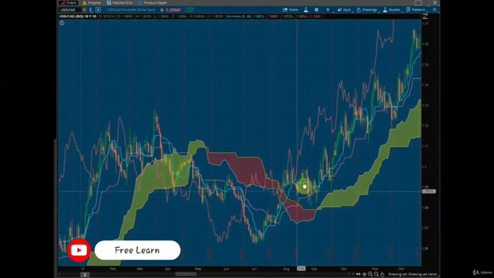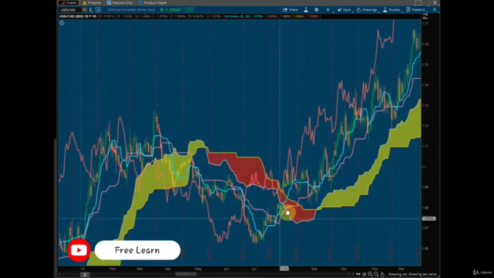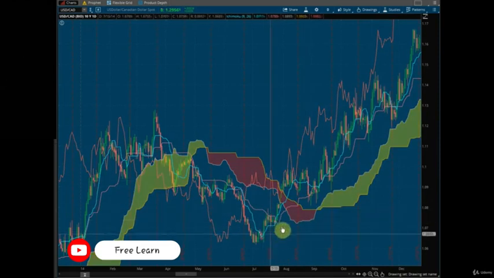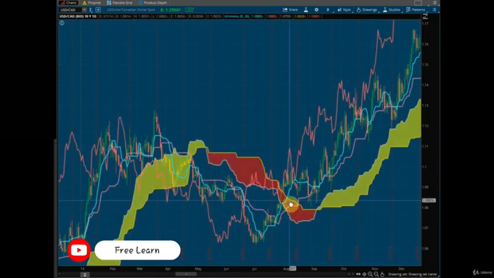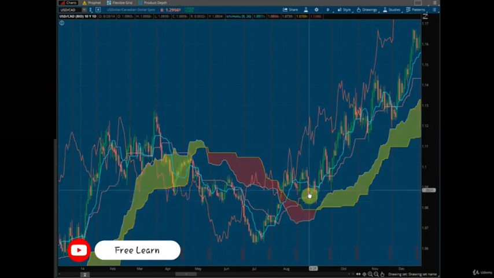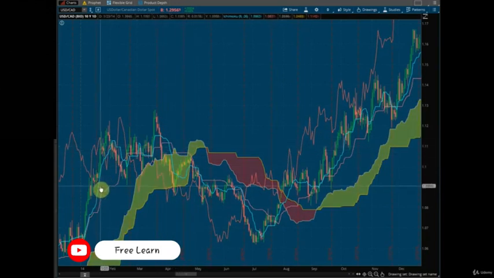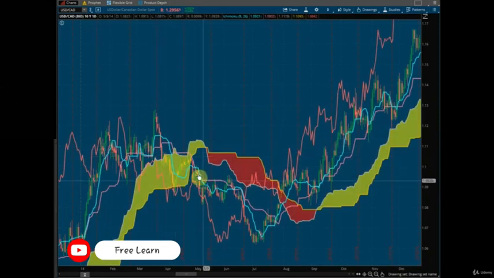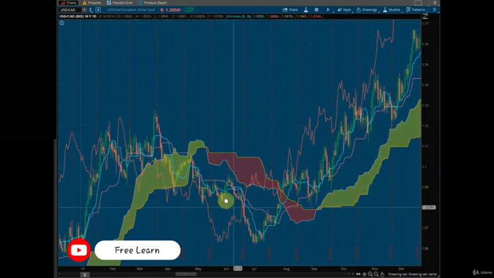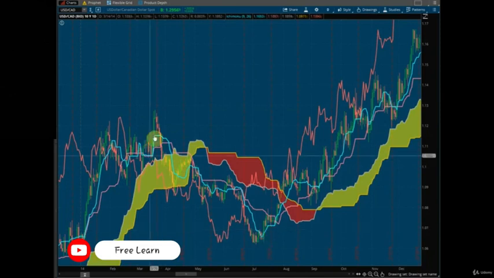So when the Tenkan-sen is on top, you have an uptrend. When it crosses the Kijun-sen from below, you have a potential reversal from downtrend to uptrend. So Tenkan-sen on top means uptrend. Kijun-sen on top means downtrend, like you see here. Kijun-sen is on top and it crossed. The Tenkan-sen was on top here, crossed below the Kijun-sen, and you can see that there is a small downtrend. This would be called a correction in a lot of cases, but this is a downtrend.